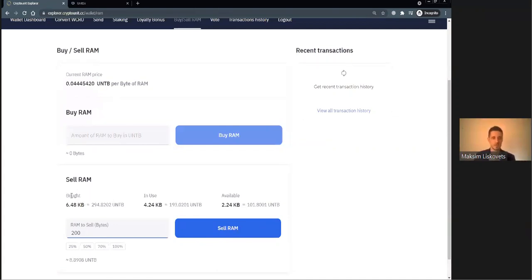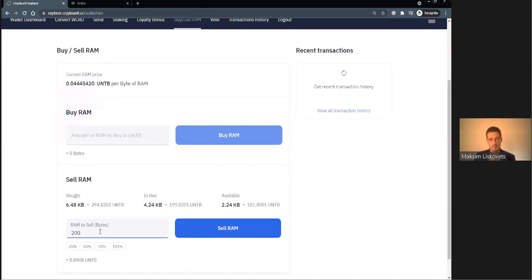And also you could notice here that currently in this wallet, 6.48 kilobytes of memory were bought, which is equal to 294.8 UNTBs. And in use, the current load of the memory is 4.24 kilobytes, and I have 2 kilobytes available, which is equivalent to 102 UNTBs.